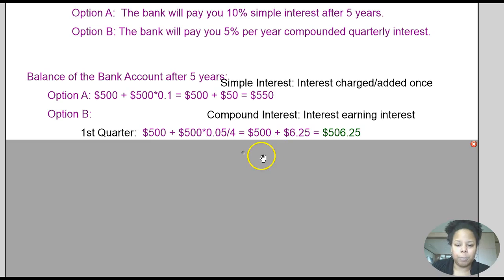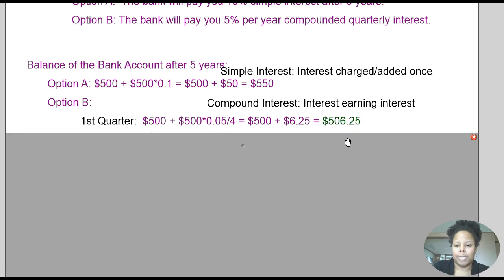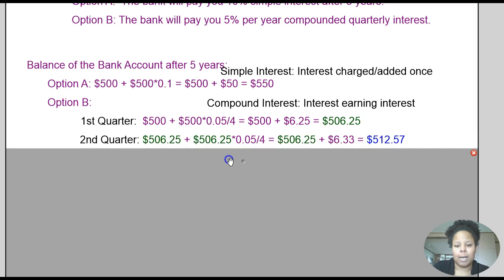$506.25. But here is the beauty, which is why they talk about interest earning interest: in the second quarter, the amount that's going to have interest applied is not just the $500, but the amount that's been in the bank account, which would be $506.25. So we're going to apply interest to the $506.25, not the full 5%, but a fourth of the 5% because we're on the second quarter. And that will be an additional $6.33. So at the end of the second quarter, you have $512.57 in your bank account.